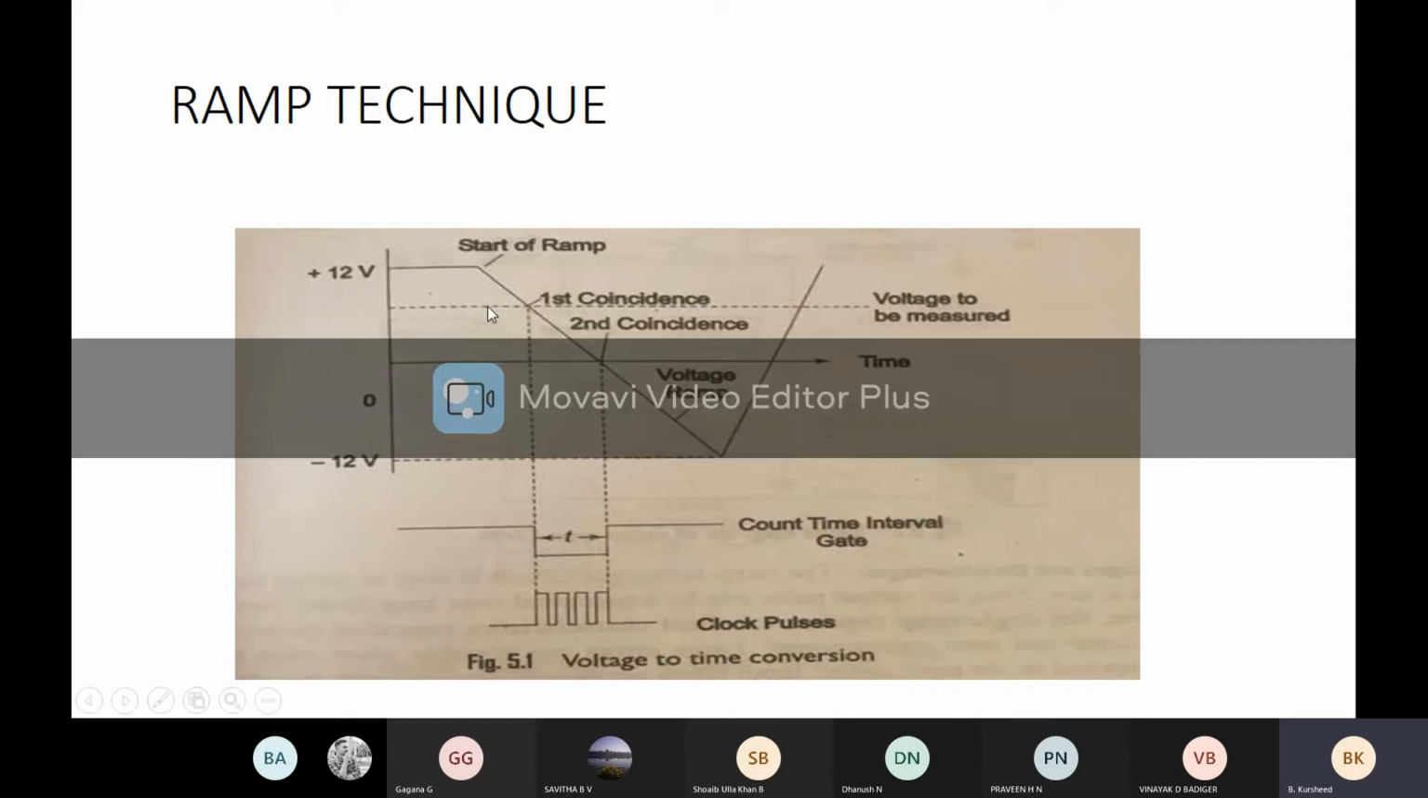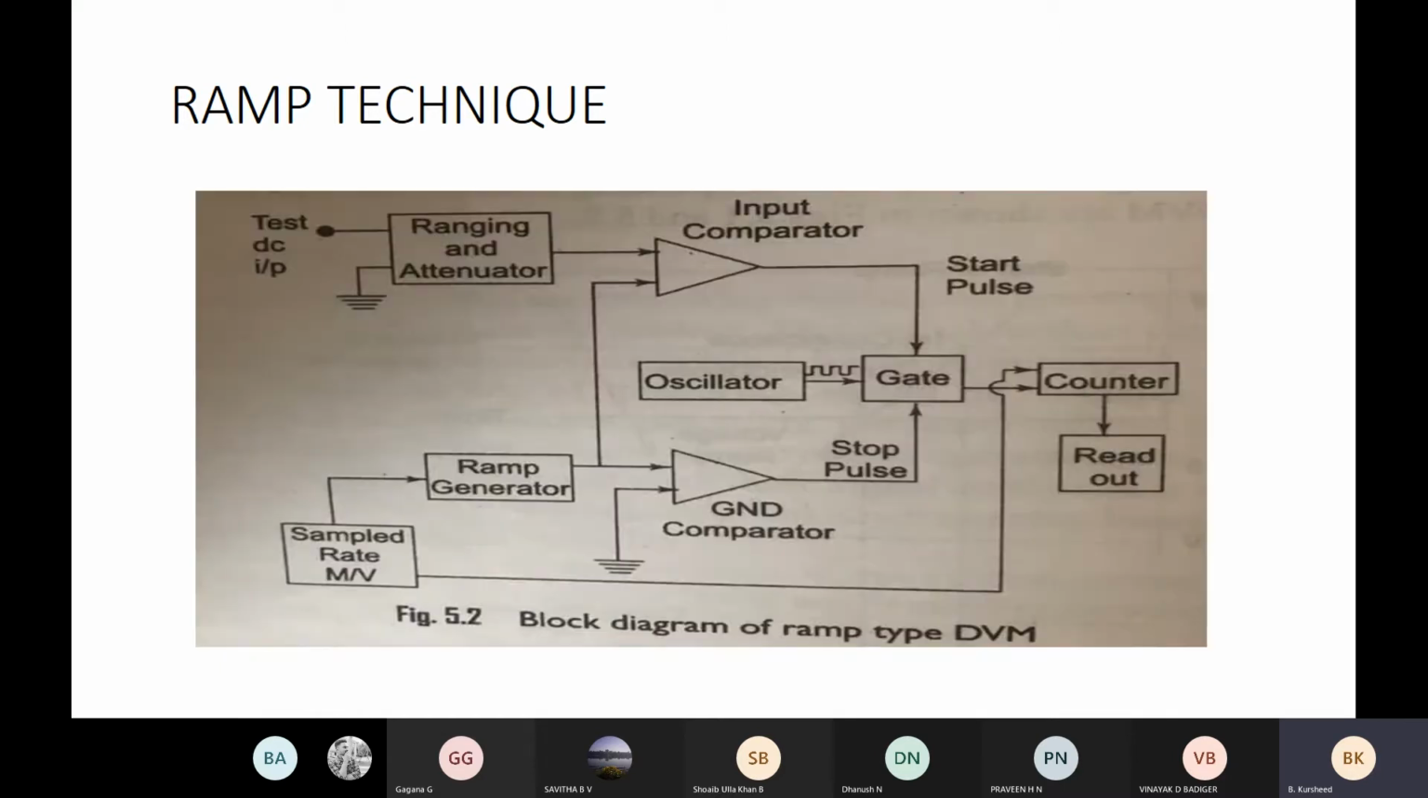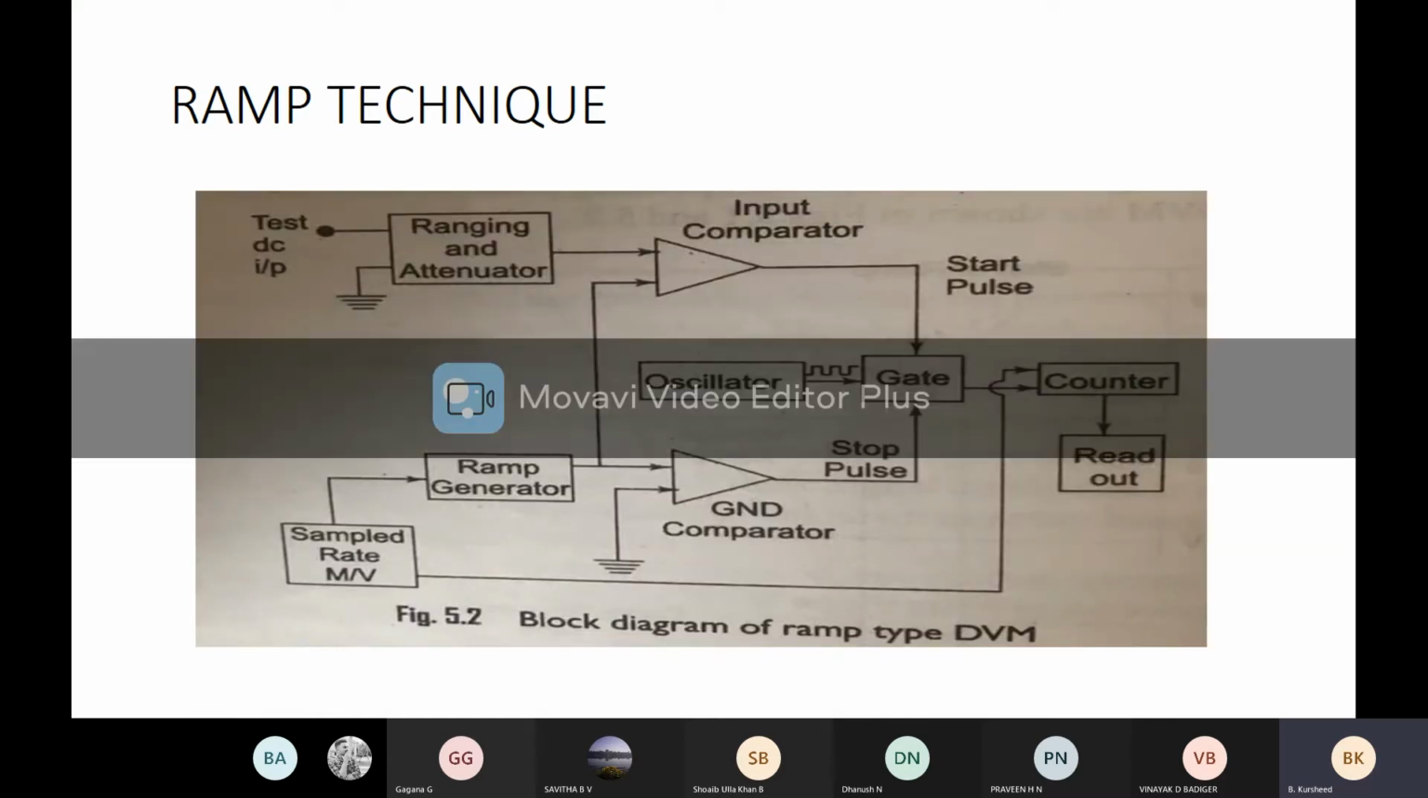In this diagram, I want you to understand that this is a decreasing slope and this is an increasing slope. A decreasing slope is nothing but a negative ramp, and an increasing slope is nothing but a positive ramp. That's all. This is very important with respect to this one. Okay, come to the ramp technique.